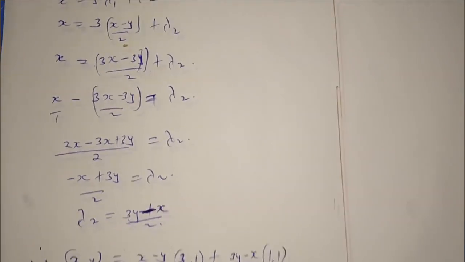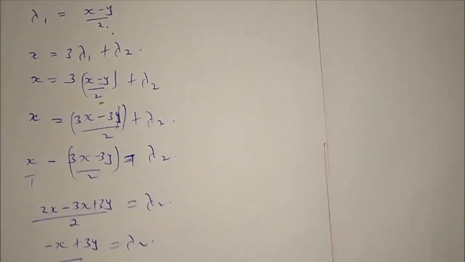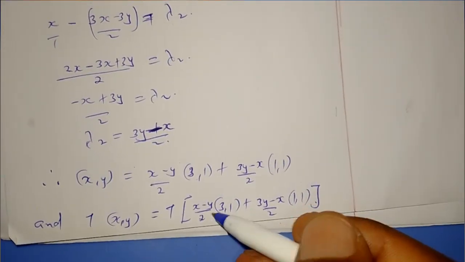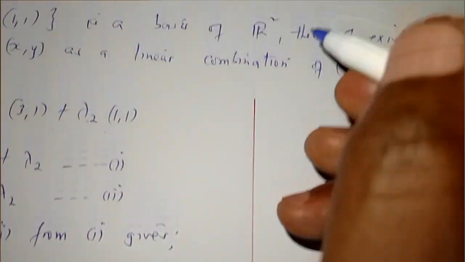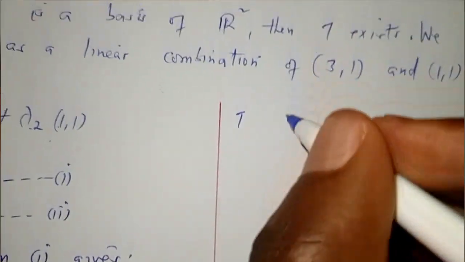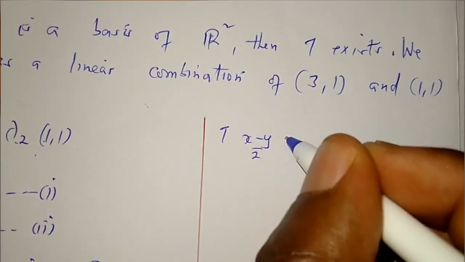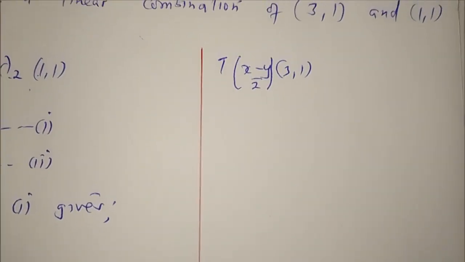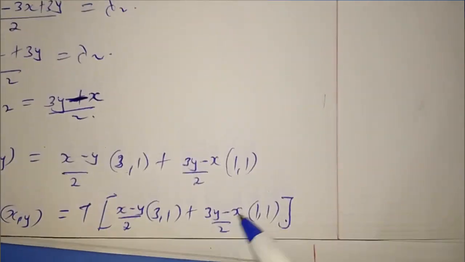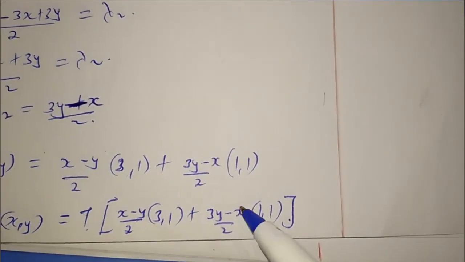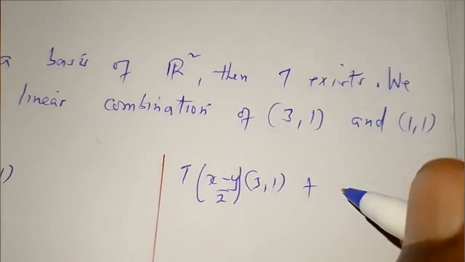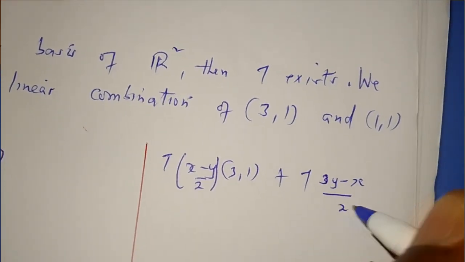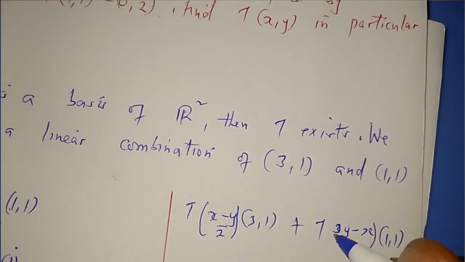Opening the brackets, we multiply every term by T. T times the first term, (x − y)/2 times (3, 1), will be (x − y)/2 times T(3, 1), plus the second term multiplied by T, which gives (3y − x)/2 times T(1, 1). Are we there?